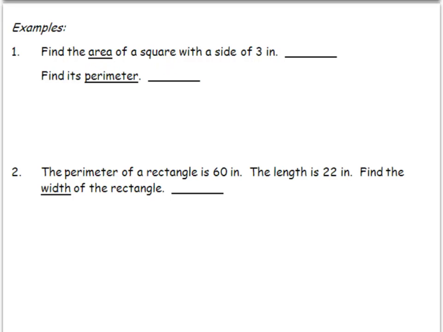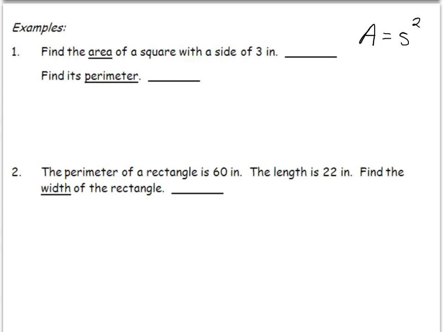So the first thing you should always do with problems like this is you should always write down your formula. I want to see the formula written. I cannot stress that enough. It needs to be written. I don't care how smart you are, write the formula. So since I'm working with the area of a square, I'm going to write the formula for that. And the area of a square formula is A equals s squared.